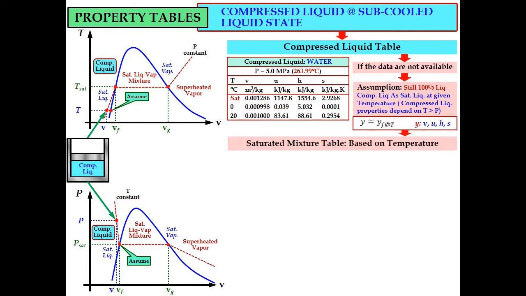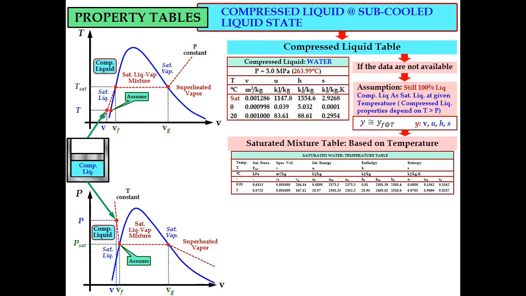For the assumption case, the table that we need to refer to is the saturated mixture table based on temperature, because we have two types of saturated mixture table. First we have temperature based, and second we have pressure based. For the case of assumption, we need to refer to the saturated liquid-vapor mixture table based on temperature. For example, this is the saturated water table based on temperature.